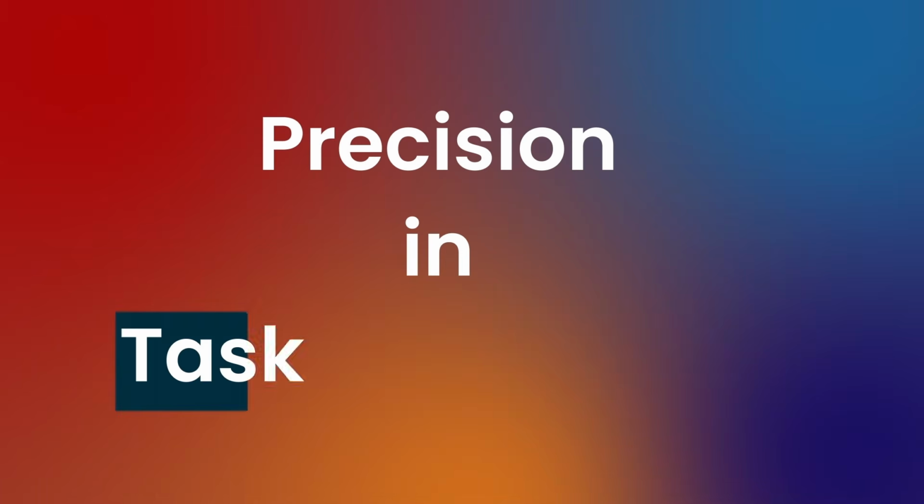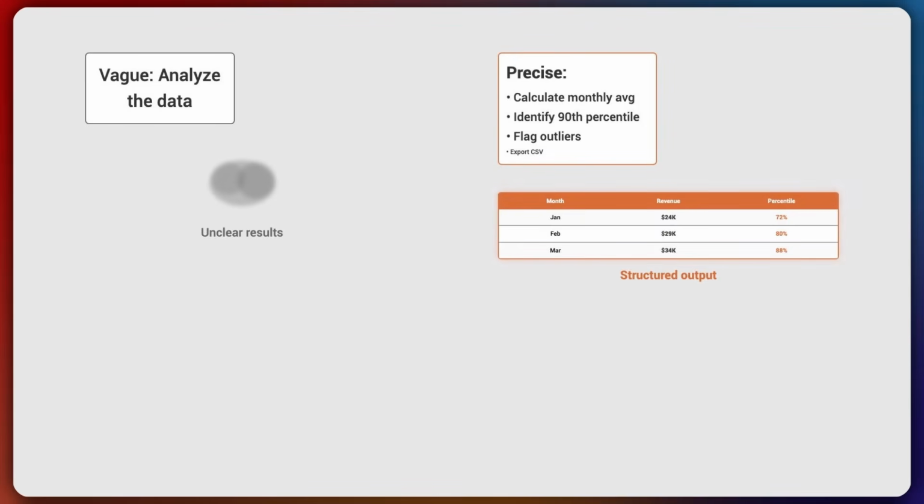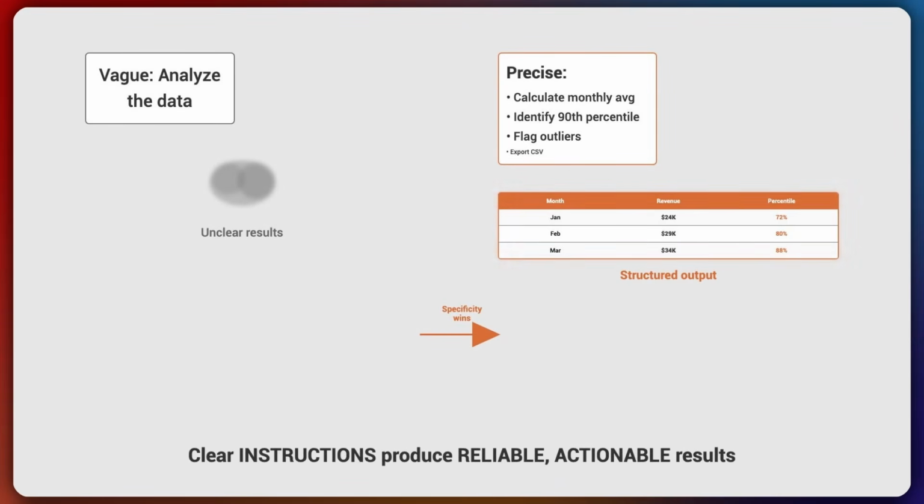First, precision in the task description. Don't say analyze the data. Rather say calculate the monthly average of column X, identify values above the 90th percentile, flag them in a new column called outlier flag, and export as CSV. The more specific you are, the better result that you will get.